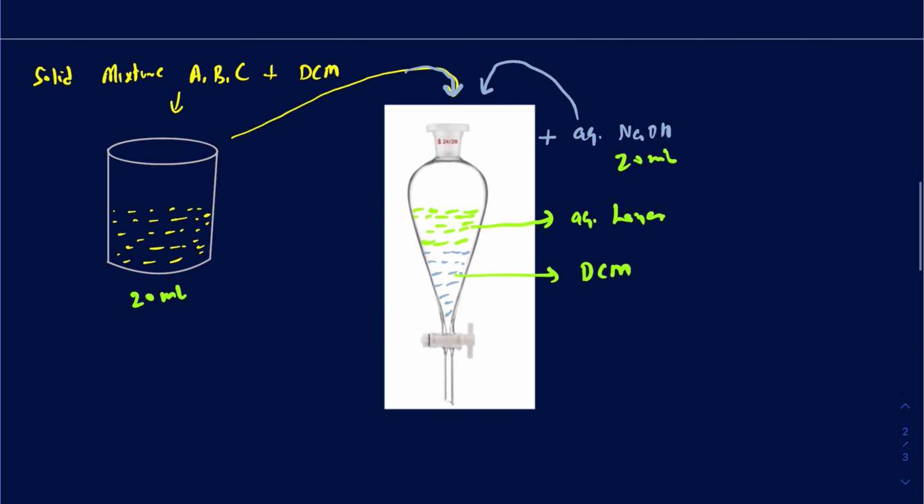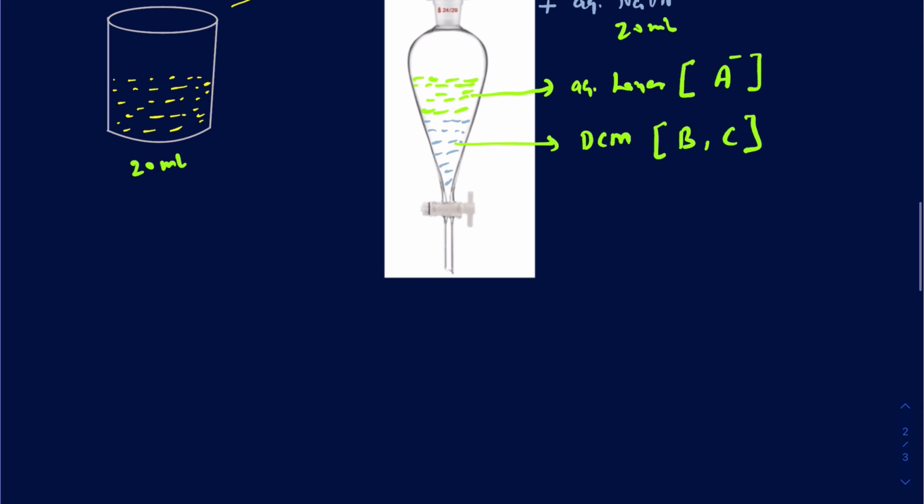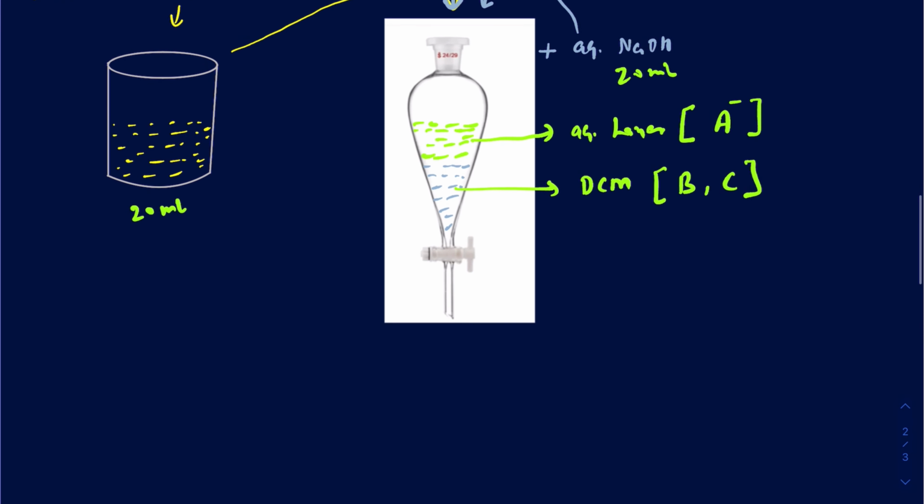So that aqueous layer should contain the benzoate, which is going to be the conjugate base of A. I'm going to call that A minus, right here. And your organic layer should contain the B and it should contain the C. So that's how you're going to be separating those. Now, I want to drain the organic layer and aqueous layer separated. So I want to write that down here. I want to drain that into a beaker.